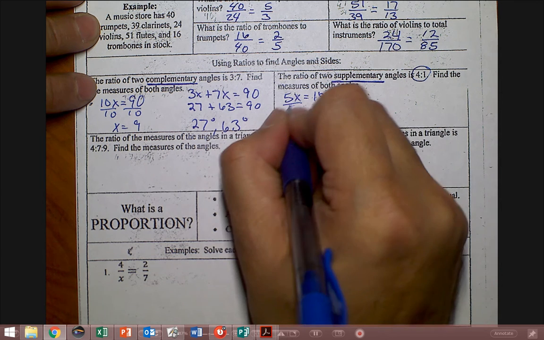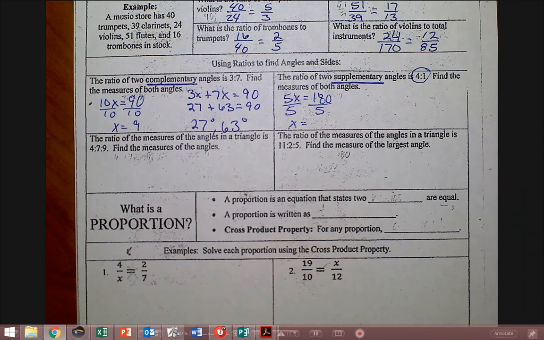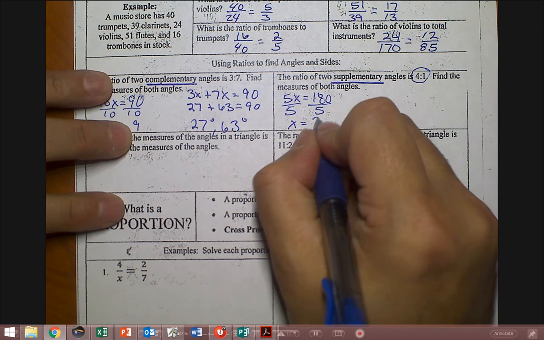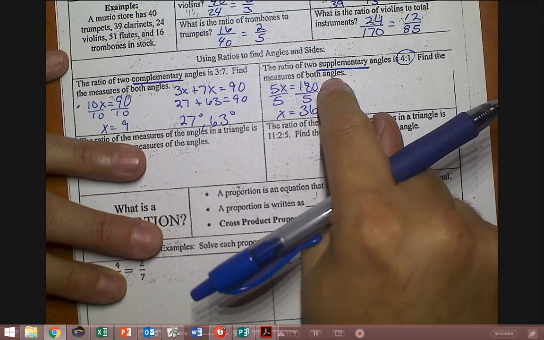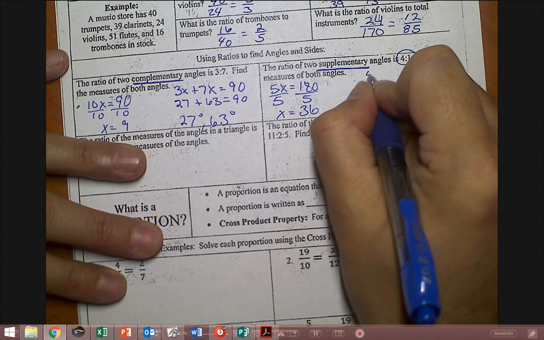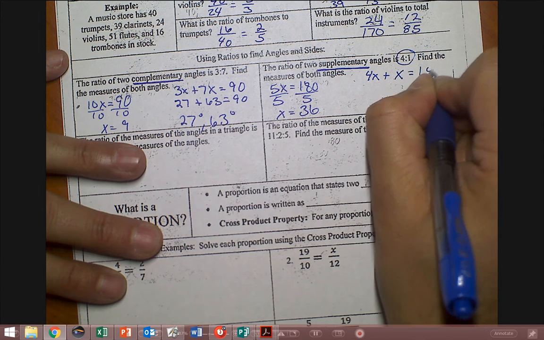Divide by 5. X is what do we come up with? 36, sir. 36, very good. Okay, so now I have x, but I'm going to have to find the angles. So I'm going to write it out. So it's going to be 4x plus 1x equals 180.